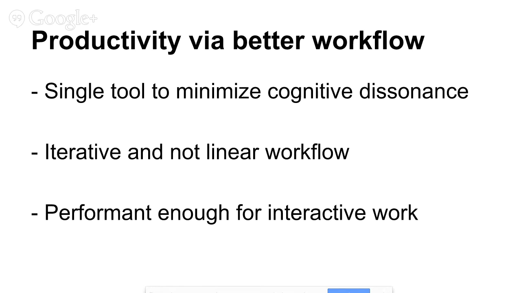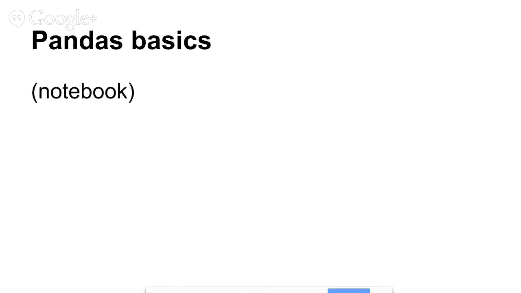So we have to make Pandas fast enough for interactive work. If the user runs a function call and has to wait 30 seconds, a minute, that's a disruption to the workflow. But if we can speed that up to, say, 5 seconds, maybe 10 seconds, maybe acceptable, right?